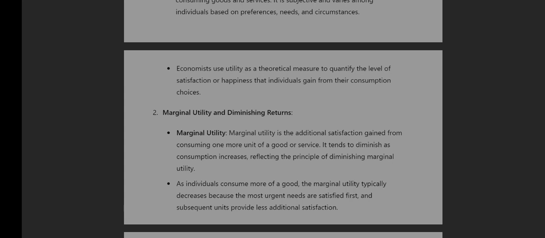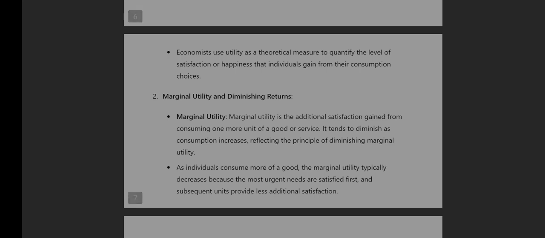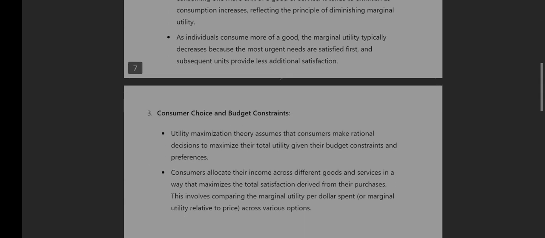Economists use utility as a theoretical measure to quantify the level of satisfaction or happiness that individuals gain from their consumption choices. Marginal utility and diminishing returns. Marginal utility is the additional satisfaction gained from consuming one more unit of a good or service. It tends to diminish as consumption increases, reflecting the principle of diminishing marginal utility. As individuals consume more of a good, the marginal utility typically decreases because the most urgent needs are satisfied first, and subsequent units provide less additional satisfaction.